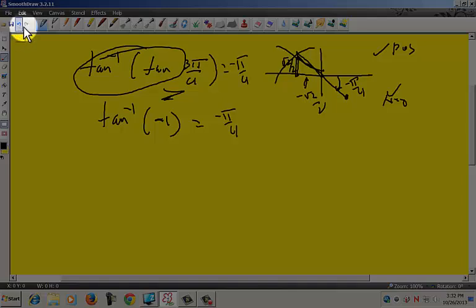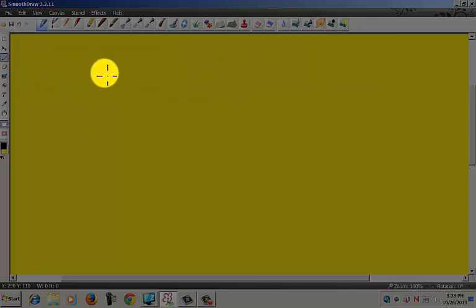Now, there's one more thing that we need to talk about. Let's say they give us something that's not part of the unit circle. Let's say they want us to find sine of tan inverse of 4/3. Okay, 4/3 is not part of the unit circle.